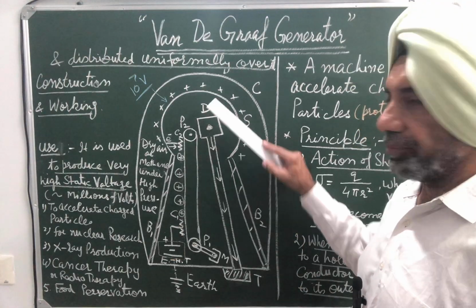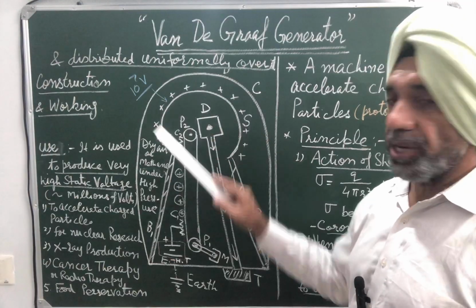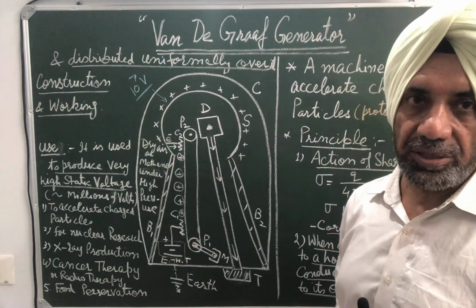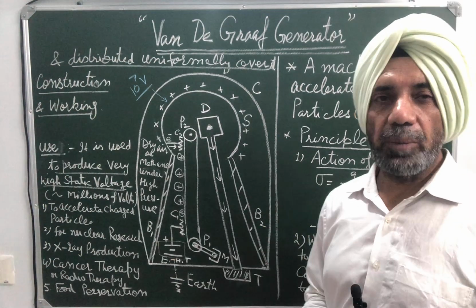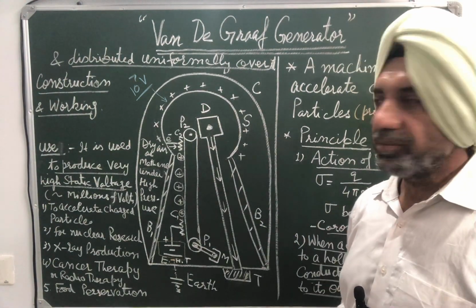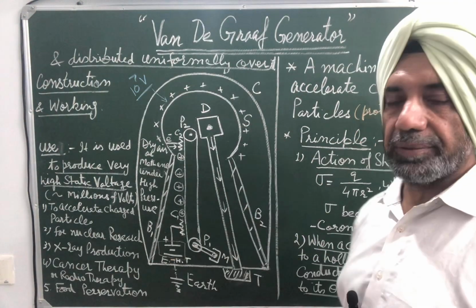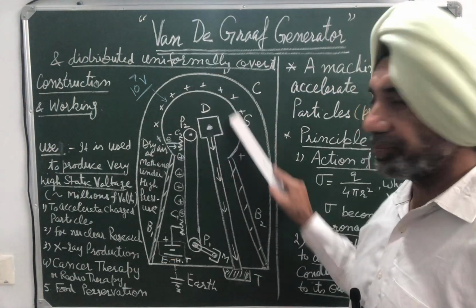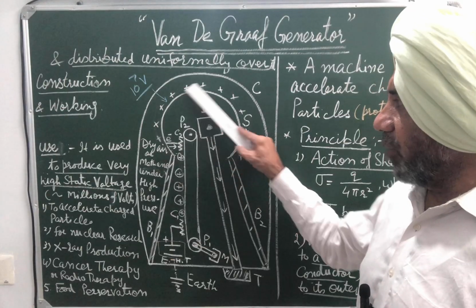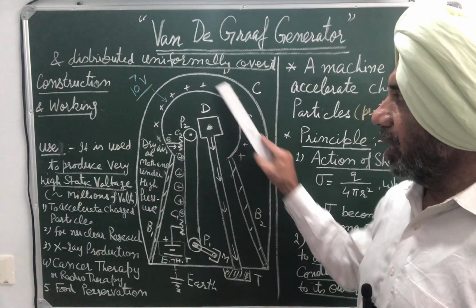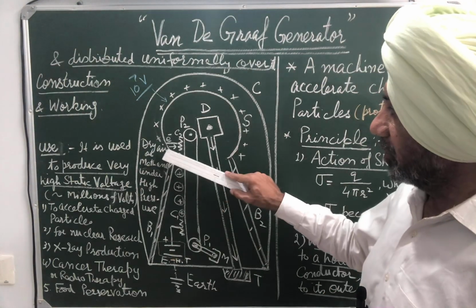So in sufficient time, this metallic sphere S acquires a sufficiently large amount of charge, which produces a very high positive potential. A potential of the order of 10 raised to 7 volt can be produced by this Van de Graaff generator, which is very, very large. So you can say Van de Graaff generator is also a device that is used to produce a very high static positive potential.